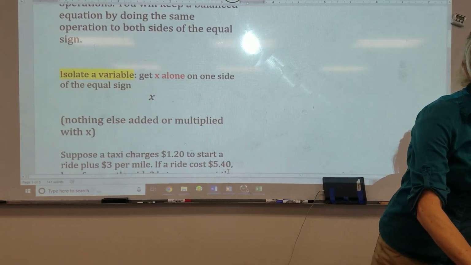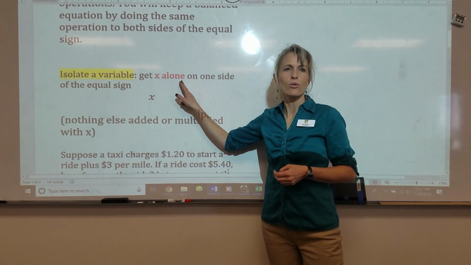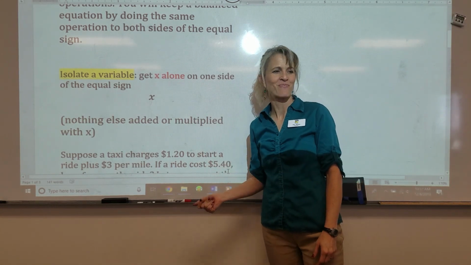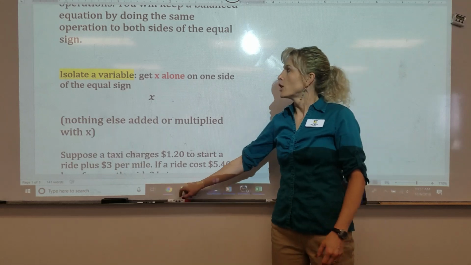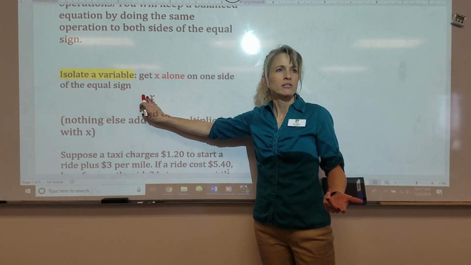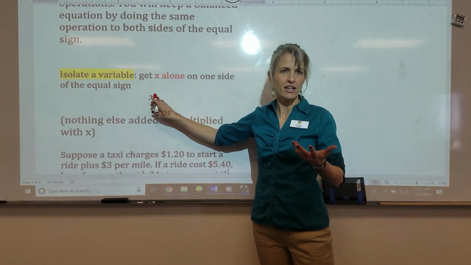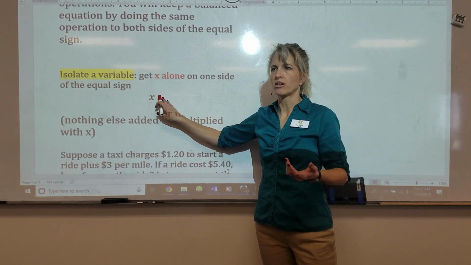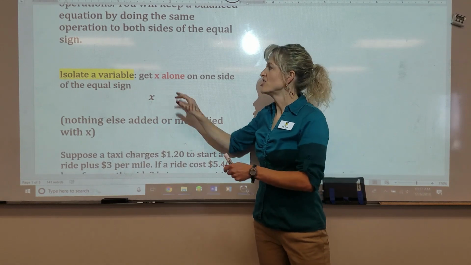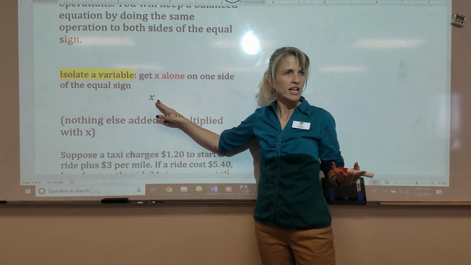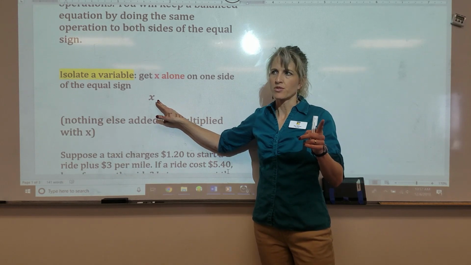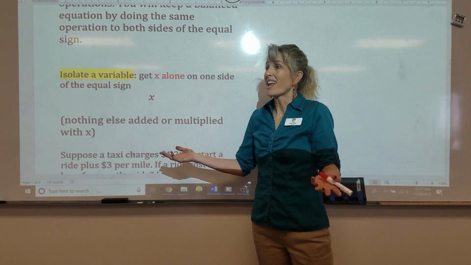So recall, isolate a variable means get x alone. What does isolate a variable mean? Get ready? Get x alone. That means nothing can multiply by it, nothing can divide with it, nothing can be added to it, and nothing can be subtracted from it. Once there's nothing with the x, you've isolated it, and that's on one side of the equal sign. As soon as you got x alone, you know what x is.